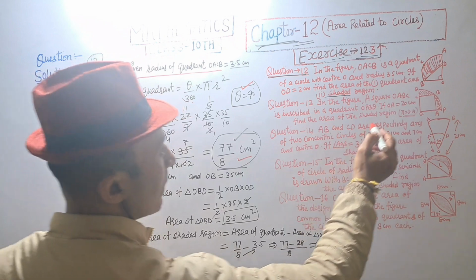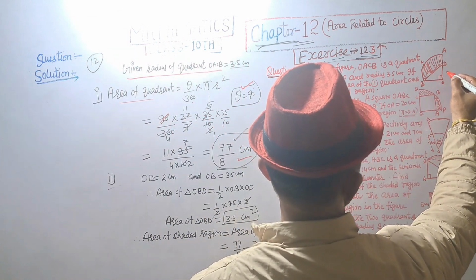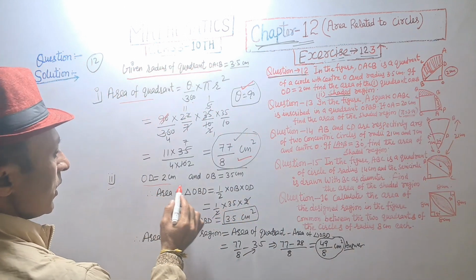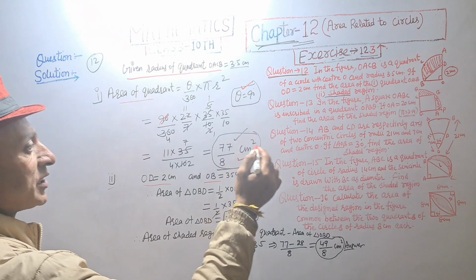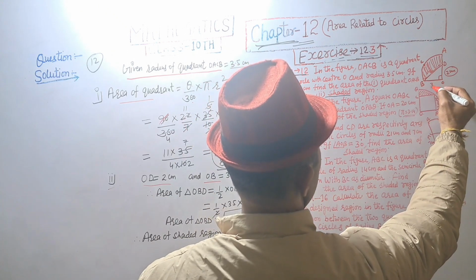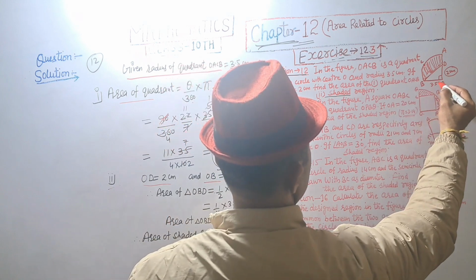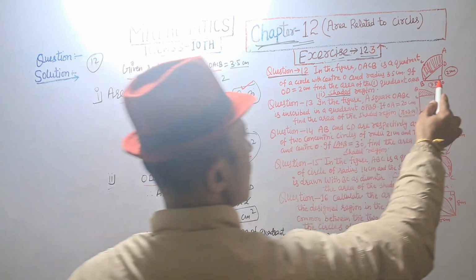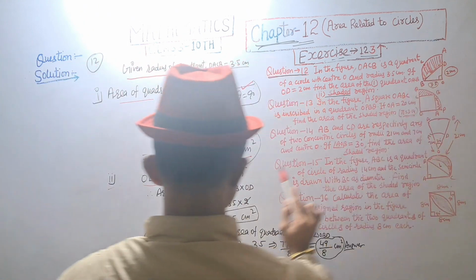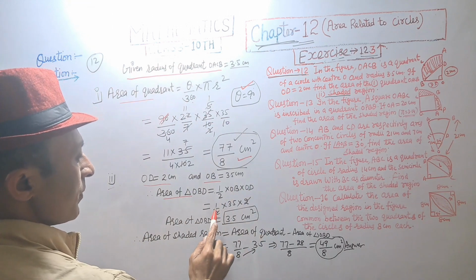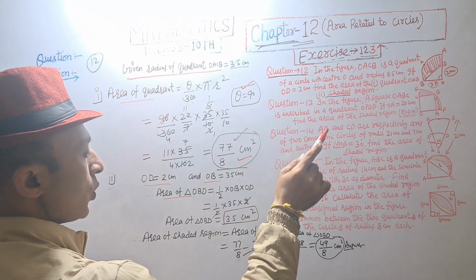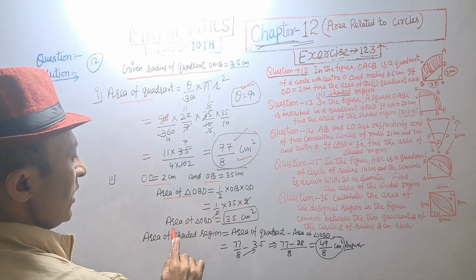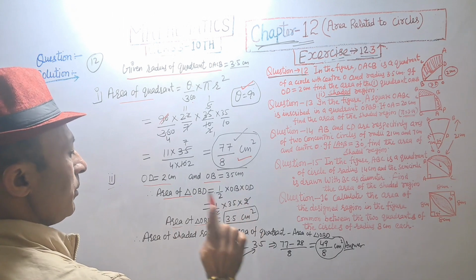Given OD is equal to 2 centimeter, and OB is equal to, that is radius, 3.5 centimeter. Area of triangle OBD, that is half of base into height. Half into base is OB and height is 2. 2 is cancelled. We get area of triangle OBD is 3.5 centimeter square.